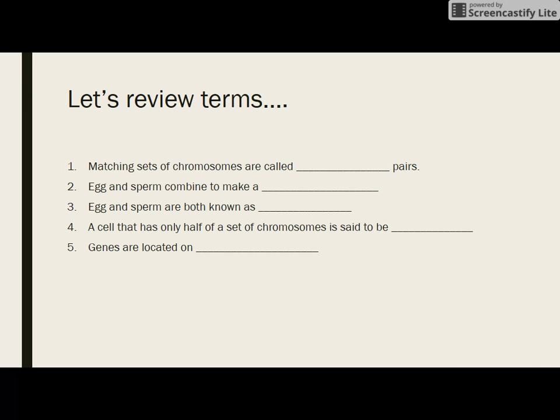Number 1, matching sets of chromosomes are called homologous pairs. Number 2, egg and sperm combine to make a zygote. Number 3, egg and sperm are both known as gametes, or you could have put sex cells. Number 4, a cell that has only half of the chromosomes is said to be haploid. Number 5, genes are located on chromosomes. So you definitely want to go back and study those and keep reviewing those. That's important terminology to keep in mind as we move forward.